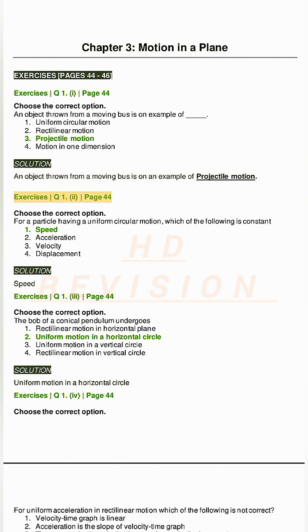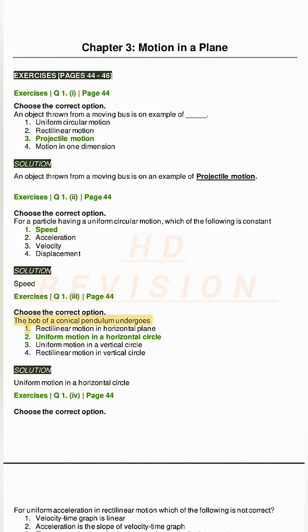Exercises Q1. Page 44. Choose the correct option. For a particle having a uniform circular motion, which of the following is constant? 1. Speed. 2. Acceleration. 3. Velocity. 4. Displacement. Solution. Speed.